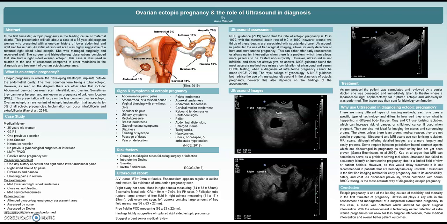Ectopic pregnancy is where the developing blastocyst implants outside the endometrial cavity, the most common form being a tubal ectopic. However, as seen on the diagram, there are other sites that include abdominal, cervical, caesarean scar, interstitial, and ovarian. Sometimes they can never be seen and are known as a pregnancy of unknown location. This presentation will focus on the less common ovarian ectopic.